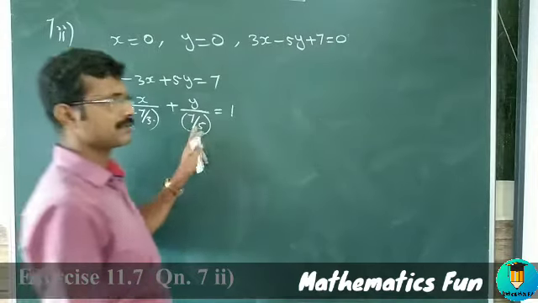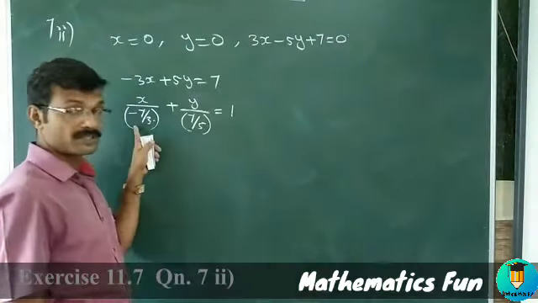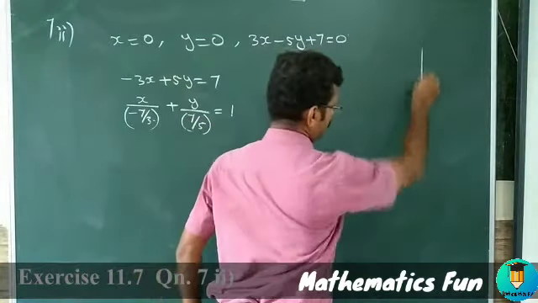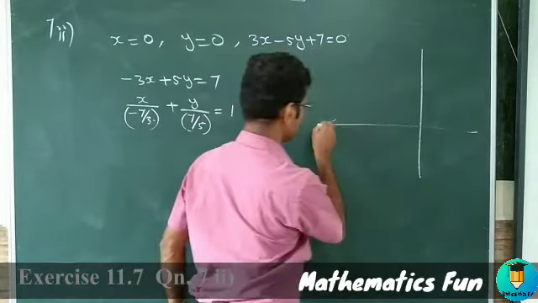Based on this, we fix up the line. The x-intercept is negative, so that means I need the negative side of the x-axis.